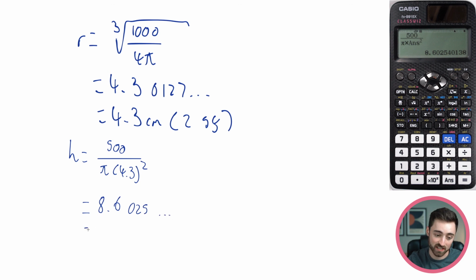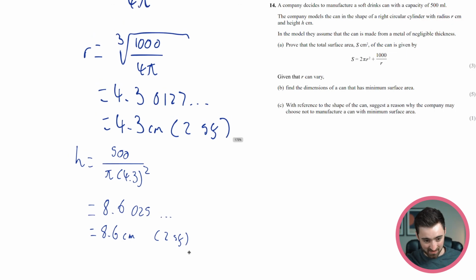8.6025, and again, to 2 significant figures, 8.6 centimetres. Cool, my handwriting gets worse as the paper goes on.